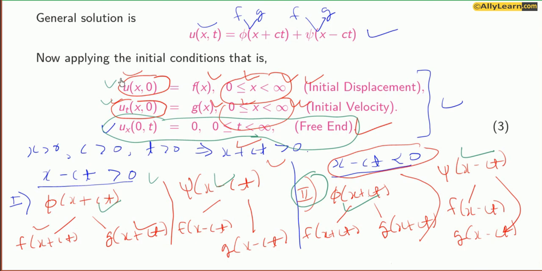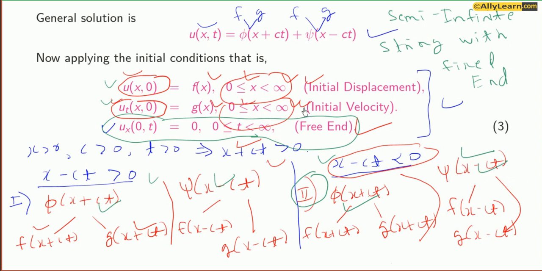that is, initial displacement and initial velocity. Now friends, the proof will go similar to the problem of a semi-infinite string with fixed end. The change will be only when we come to the second part, for converting psi of x minus ct, as for this we will be using the free end condition. So now friends, let's begin with the proof. First of all, we will do the steps which are common to both the cases, and afterwards we will split our proof into two cases.